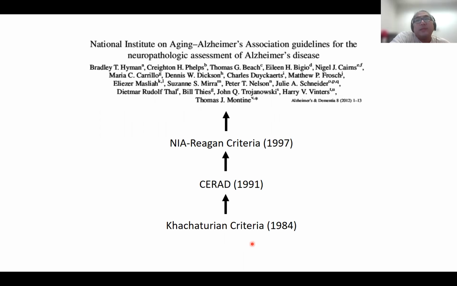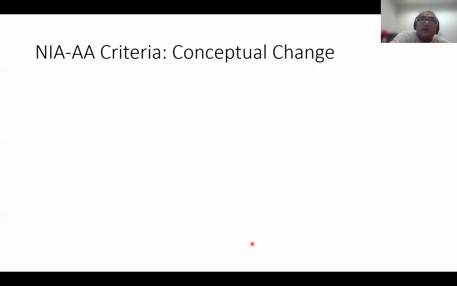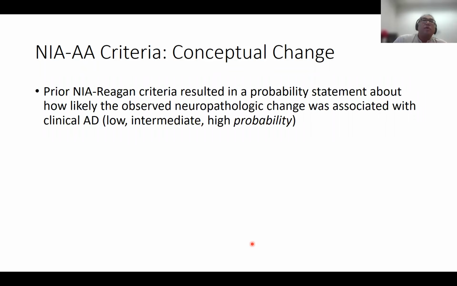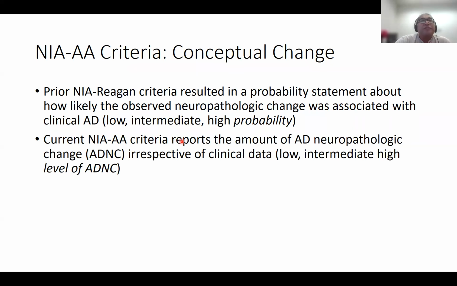But if you go back in the literature, you might be a little confused because some of the older ones use different criteria. The important thing with the most modern criteria is a conceptual change. Previously we used to say, we see plaques and tangles to a certain amount, what are the chances that the pathology we see at autopsy is associated with clinical Alzheimer's-type dementia? And so we previously said, oh, this has an intermediate probability of being associated with Alzheimer's-type dementia. What's changed now is that on the neuropath side we just report the amount of AD neuropathologic change we see, irrespective of clinical data. So we say there's no ADNC, or low, intermediate, and high level of ADNC, irrespective of the cognitive phenotype.